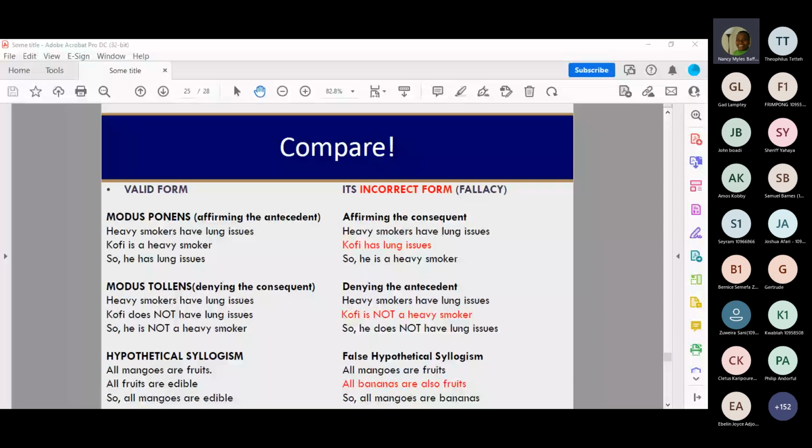Oh, Moses, are you busy? Okay, Redeem. I think it was Redeem, right? The RI. Hello, madam. Go ahead, sir. Thank you. You are doing modus tollens.